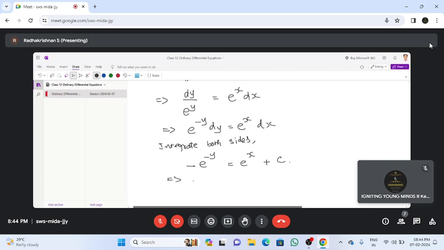That is all, we cannot simplify further. e power x plus e power minus y plus c equal to 0. Or you can write it as e power x plus e power minus y equal to c also. The minus c can be another constant. So e power x plus e power minus y equal to constant, which corresponds to option 2.